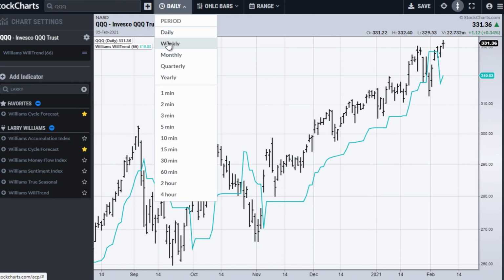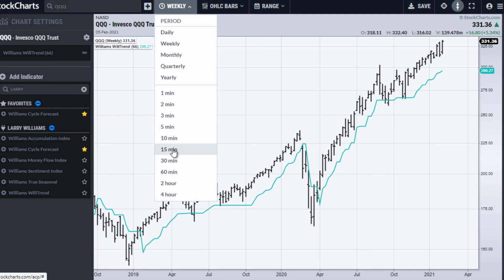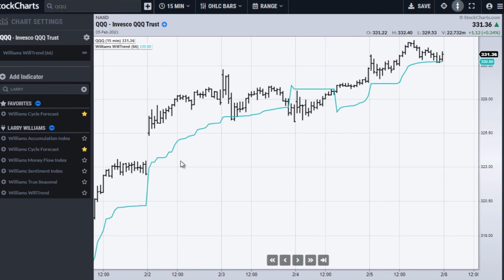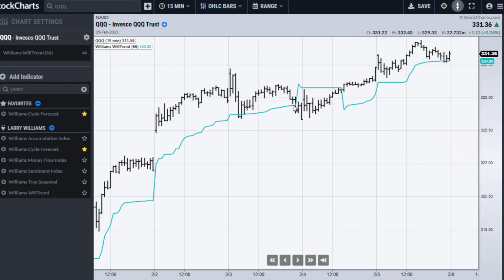You can go to a weekly basis, and there's a weekly buy, weekly sell, weekly buy. Oh, it's still long from way back here. And for intraday traders, yes, we can use it on an intraday chart. Let's go to a 15-minute chart. Our buy signal came over here. We ride the trend up until here, get long again over here.